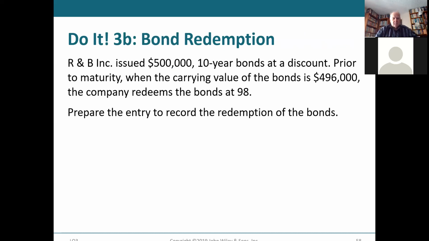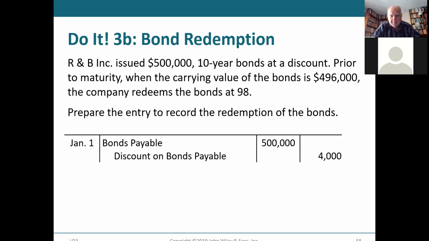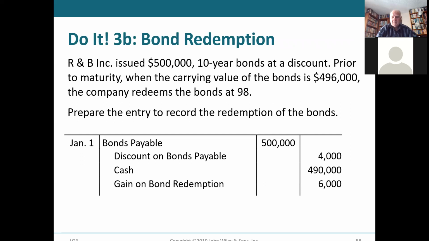Look at another one. R&B issued 10-year bonds at a discount. The carrying value, the net book value of the bond, was 496,000. They redeemed it at 98. Again, we're going to see a debit of $500,000 for bonds payable. The discount on the bond is 4,000, the difference between the 500 and the 496. The cash is 490. That's what it cost to redeem the bond at that point. And we have a gain on the bond redemption of $6,000. All right.